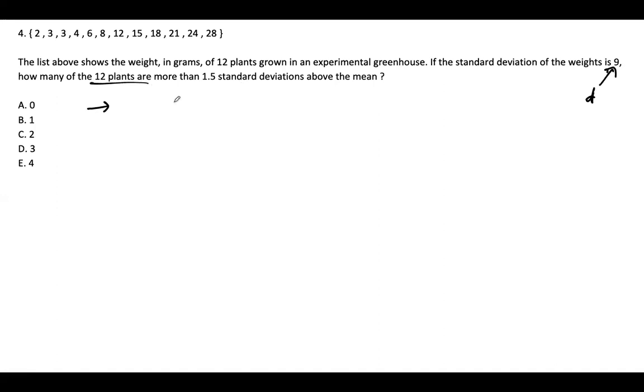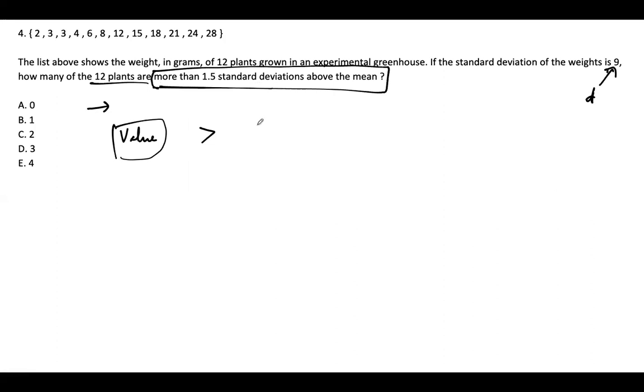How many of the 12 plants are more than 1.5 standard deviations above the mean? Okay, so the value that you are selecting right now has to be greater than what? More than 1.5 standard deviations. What is the value of the mean? You need to calculate it from here.